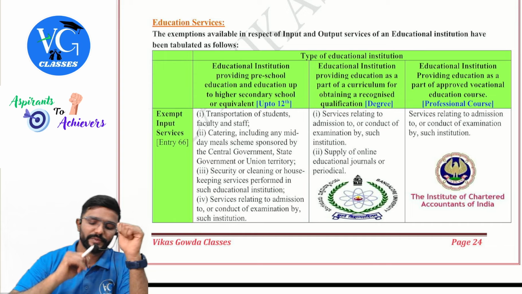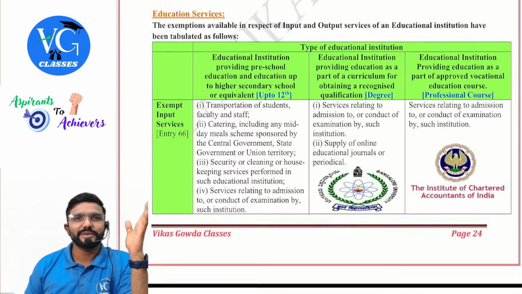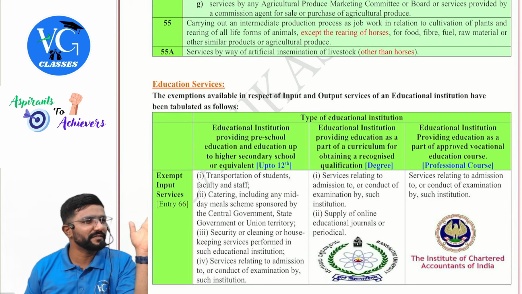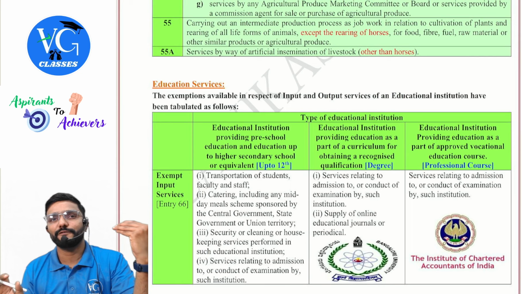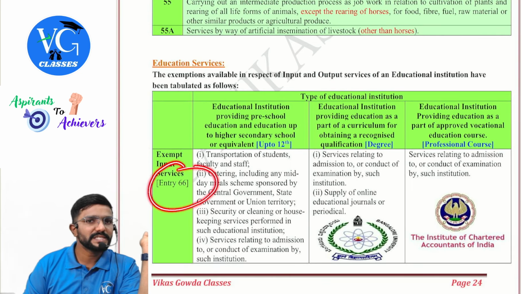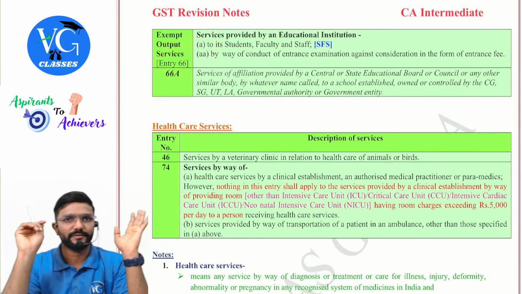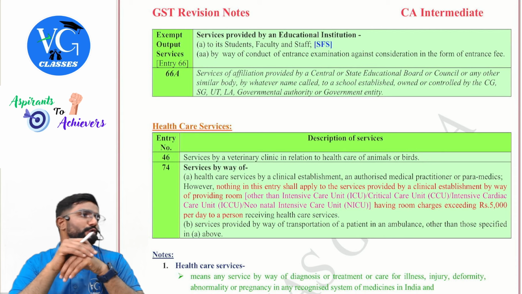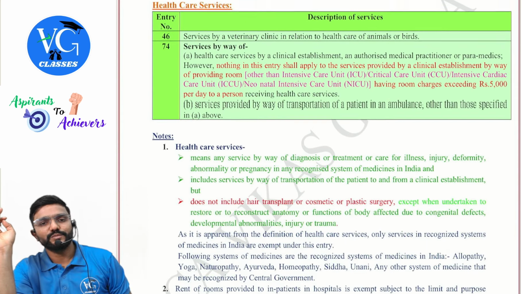Clear? Yes. See, I have given it as a table because students normally get confused, because actually the entry is given in a different way, excepting or excluding this one. So there you may get confused. So that is why I have just given it as a table here. This is as per entry 66. Input service. Output service is also given in 66 itself. But I have just divided it into two separately for better understanding. Okay, let us move ahead.